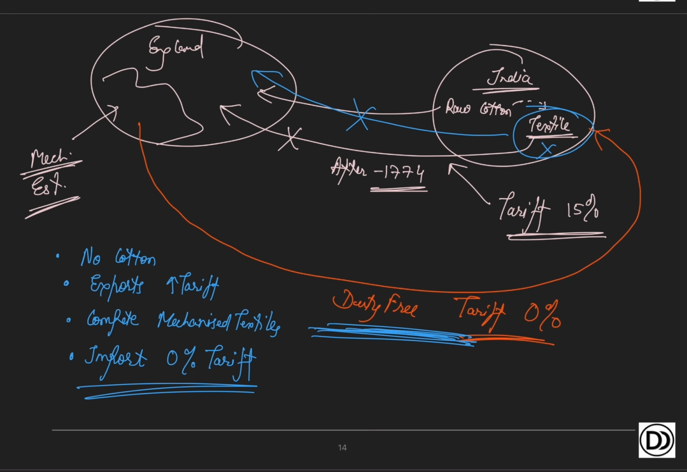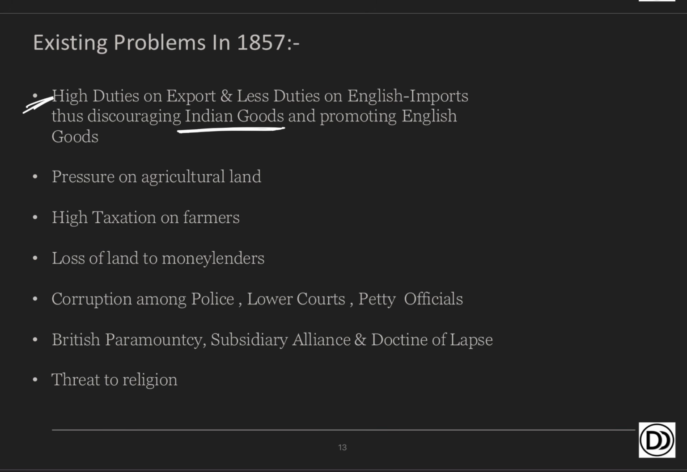And because of this, many manufacturers and handloom workers turned towards agriculture. So because of a huge population turning towards agriculture, there started to be pressure on the agricultural land, because the agricultural land is limited. A sudden change in the dependence of the majority of the population from their usual occupation to agriculture brings a lot of pressure on agricultural land.